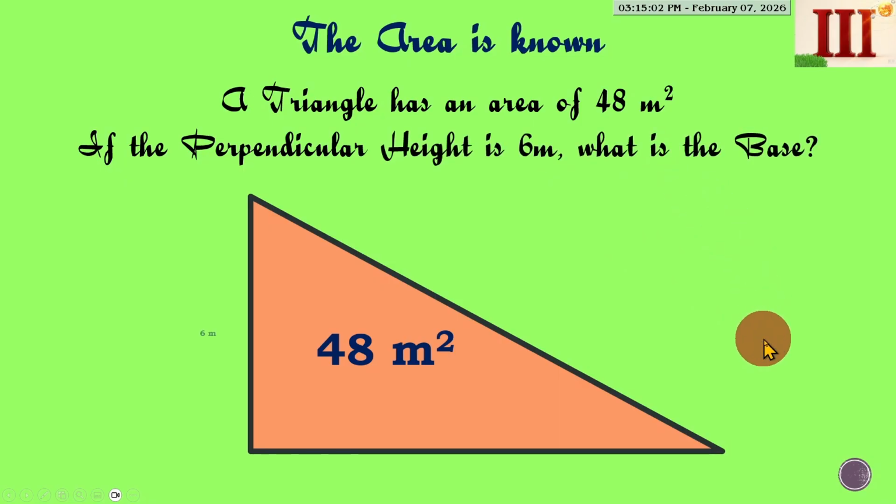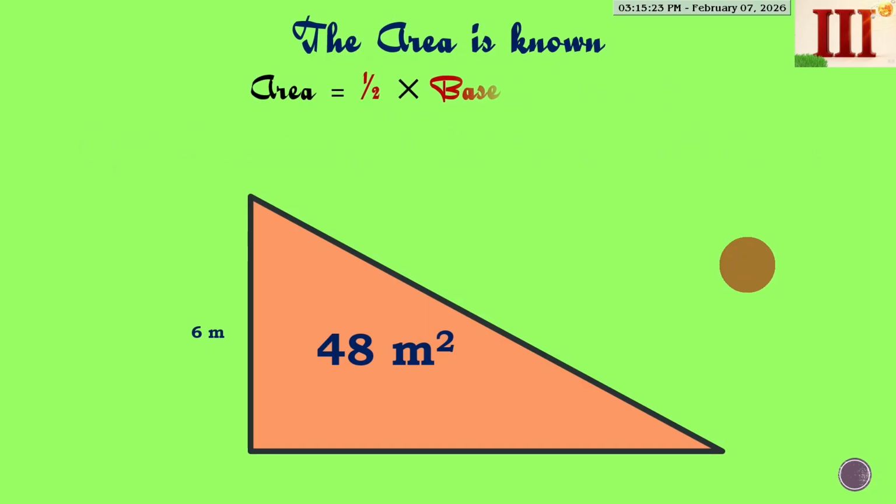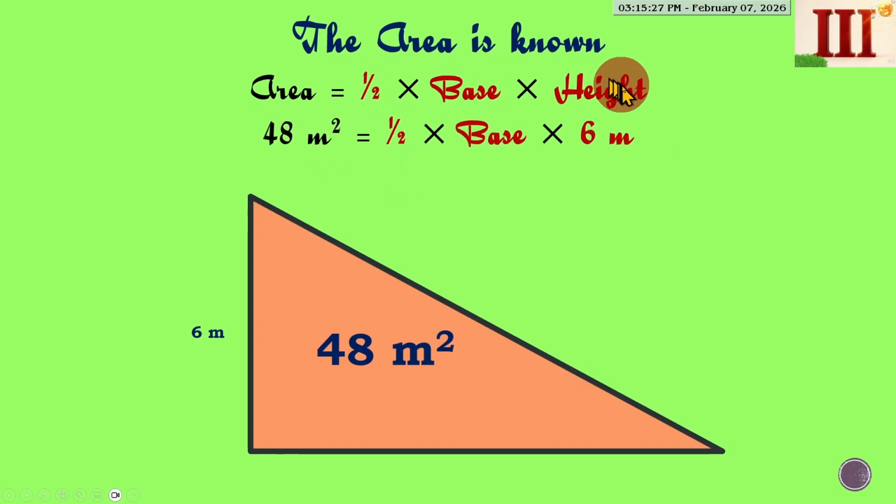The perpendicular height is equal to 6 meters. We need to find the width or the base of this triangle. It's very important for us to know the formula, and that's the only way we're really going to work backwards to get the base or the width of this triangle. So we write our formula. Area is equal to half times the base times the height.